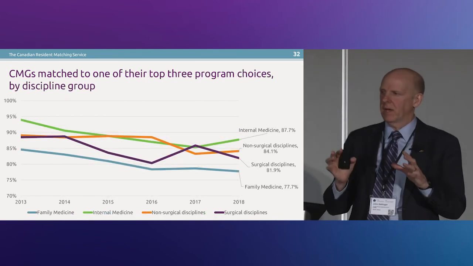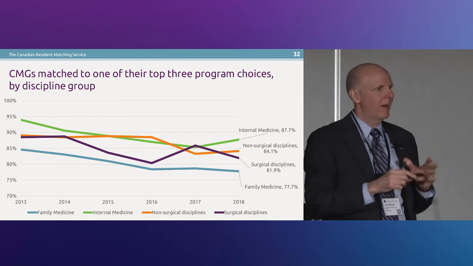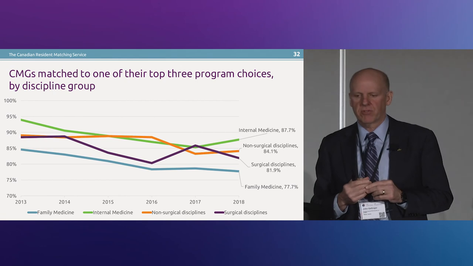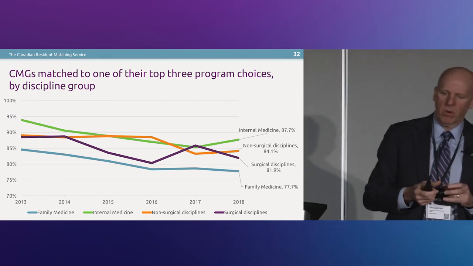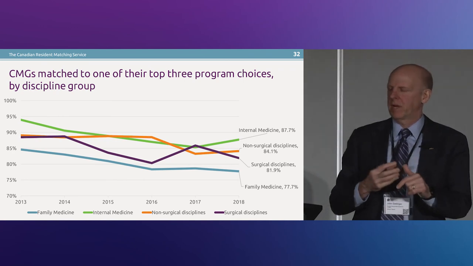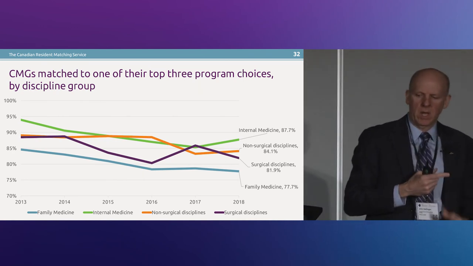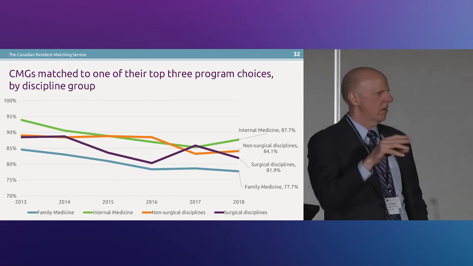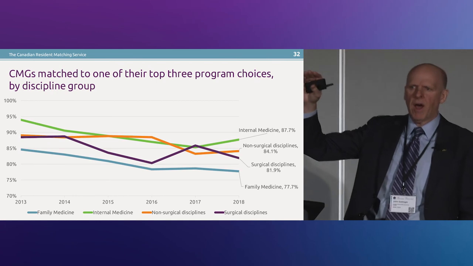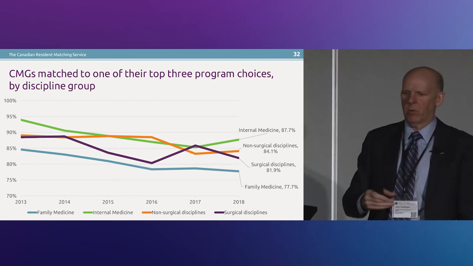This is a view of the people who matched their first three program choices by discipline group. Internal medicine is the highest, non-surgical discipline at 84. So again, blue is family medicine, same color scheme. Green internal medicine, non-surgical is the orange, and surgical is the burgundy. There's a bit of a paradox there. With a first choice discipline for family medicine very, very high, yet those who match their top three program choices is the lowest of the group.